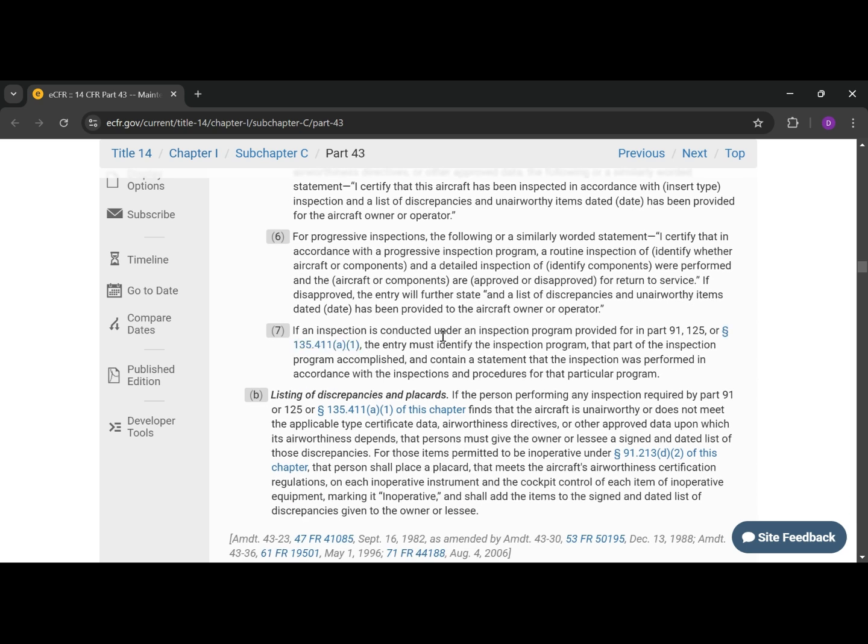If an inspection is conducted under an inspection program provided for in Part 91, 125, or 135-411A1, the entry must identify the inspection program, that part of the inspection program accomplished, and contain a statement that the inspection was performed in accordance with the inspections and procedures for that particular program.